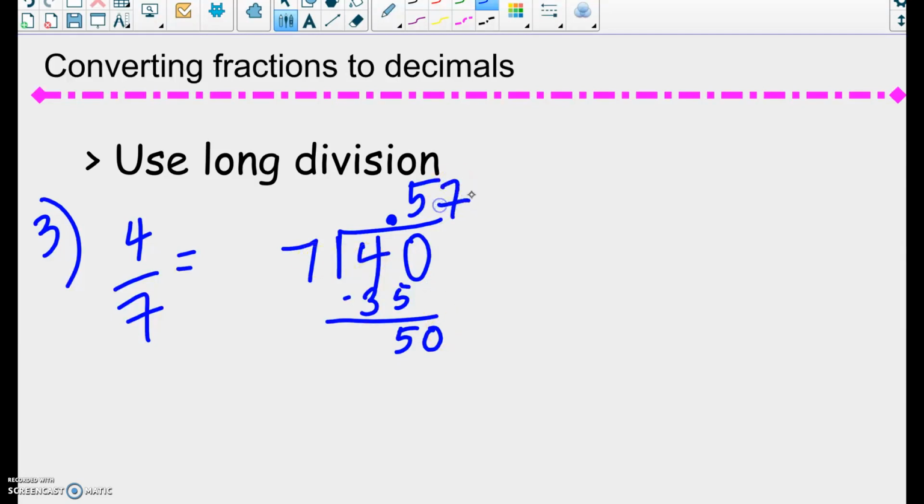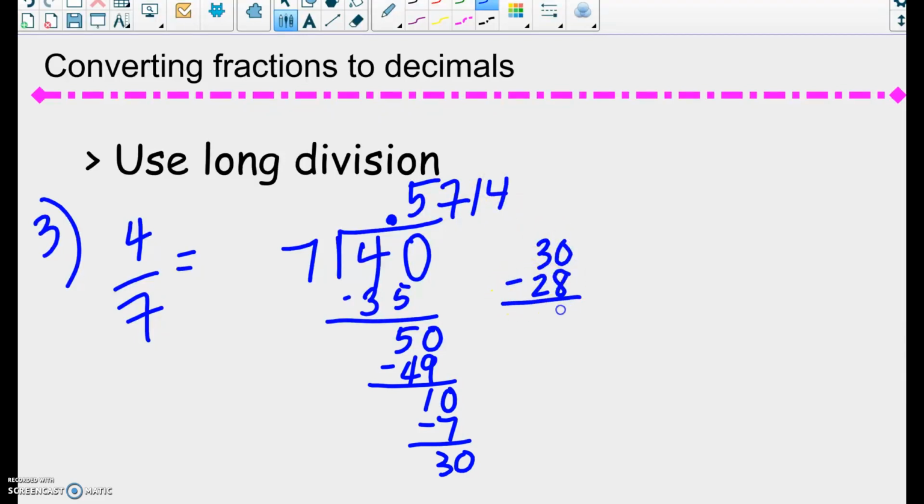Yes, it does. 7 times. 7 times 7 is 49. Okay, remainder of 1. I bring down a 0. Does 7 go into 10? Yes, 1 time. 1 times 7 is 7. Bring down my 0. Does 7 go into 30? Yes, 4 times. I'm going to continue my work over here. 4 times 7 is 28. Bring down my 0. 7 goes into 20 twice. 2 times 7 is 14.